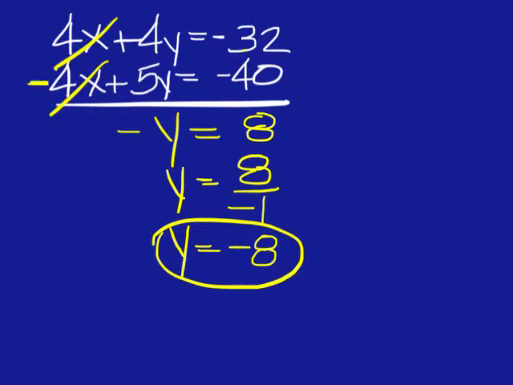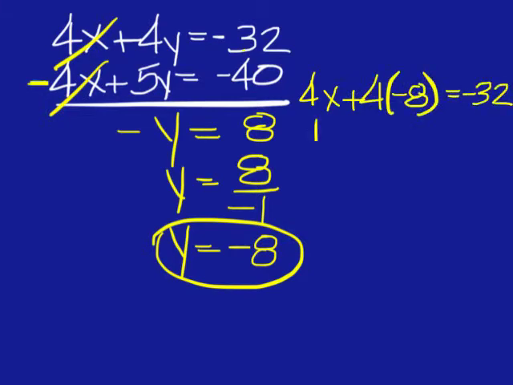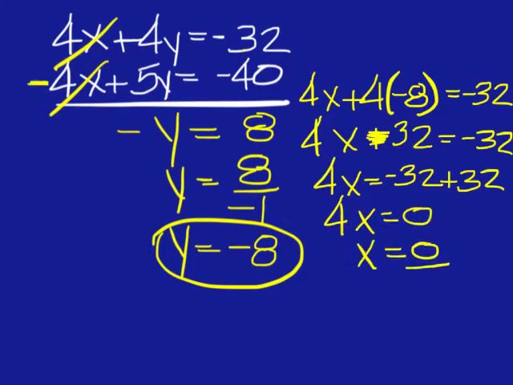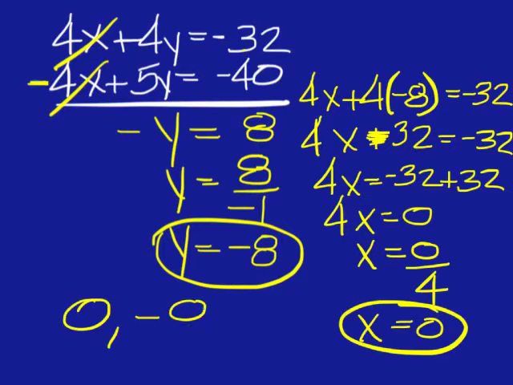After that point, you have to plug it into either this one or this one. I'll choose the top one. That's 4x plus 4 times a negative 8 equals a negative 32. And then simplify. That should be a minus 32. Move that minus 32 to the right. Make it plus 32. That ends up being 0. So when you divide by 4, answer is 0. 0, negative 8 is the right answer.